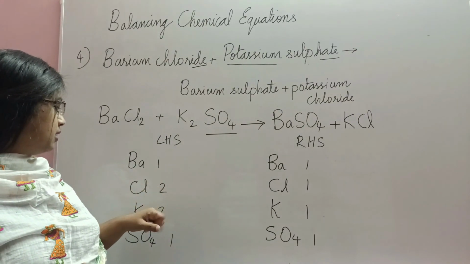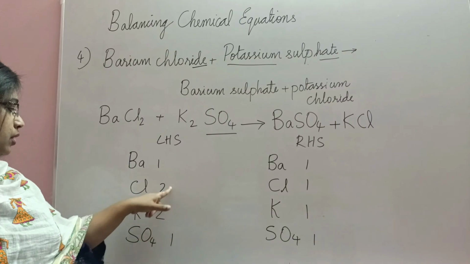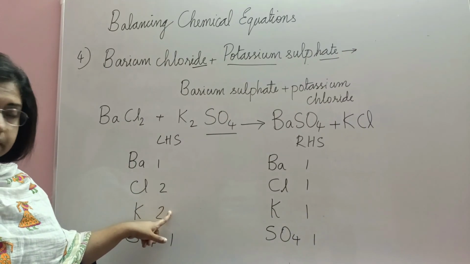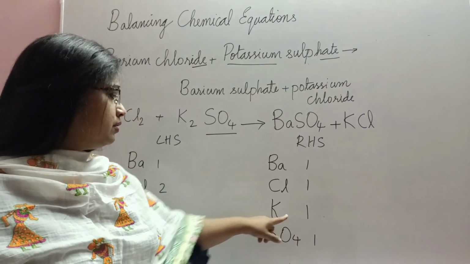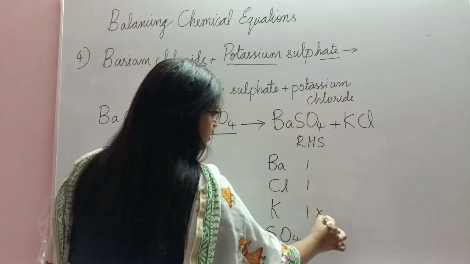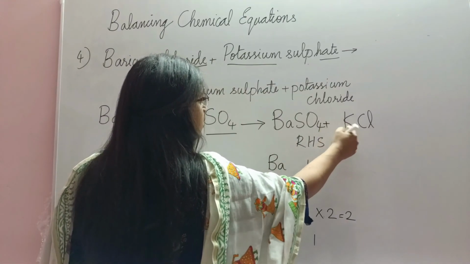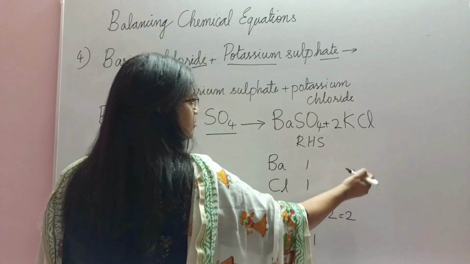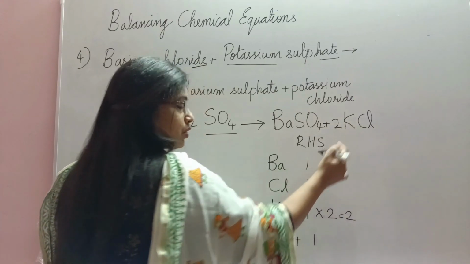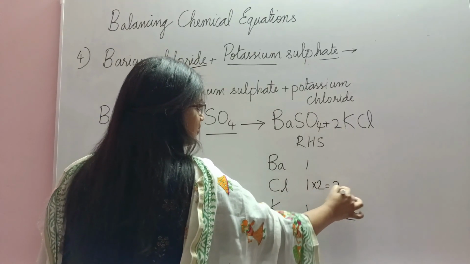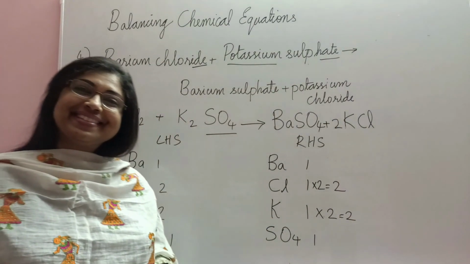Barium ions are balanced. But chlorine and potassium ions are not balanced. Okay, both chlorine and potassium have 2 atoms here, but only 1 atom here. So, we can take potassium chloride and multiply it by 2. Okay, where will you put that 2? Here, in front of potassium chloride, 2. Now, the number of potassium ions is balanced. This 2 is applicable to chlorine also. It is balanced. Okay, now see, the equation is balanced.